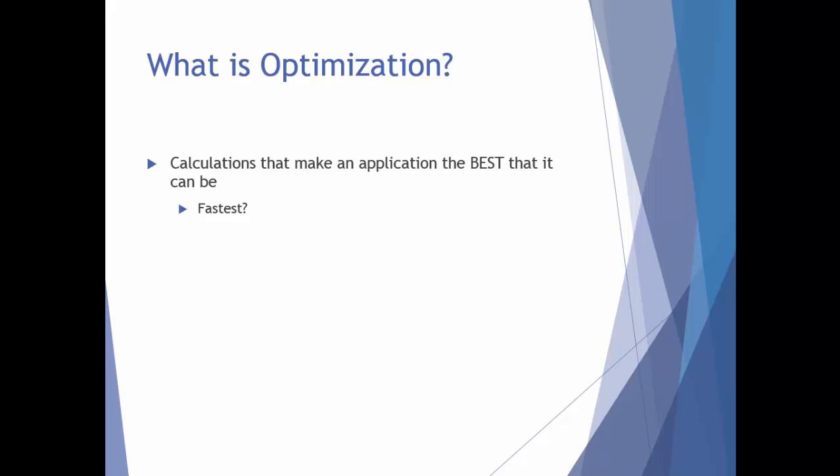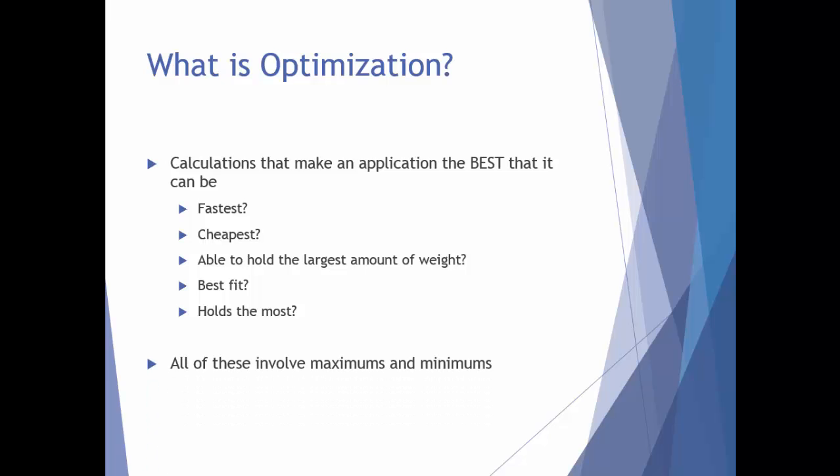It can be things like, hey, can you make this the fastest it can possibly be? Can you make it the cheapest? Can you make it cost the least? Can you make something able to bear the largest amount of weight possible, a best fit, or hold the most? Optimization is a broad heading for all of these ideas, but they all have one thing in common. They all involve either a maximum or a minimum.